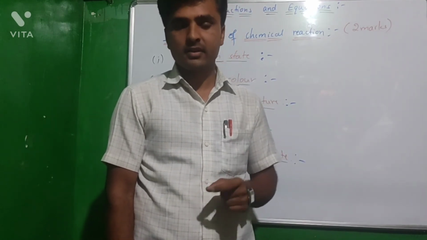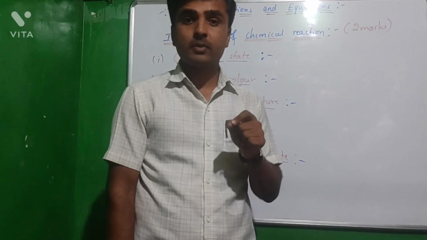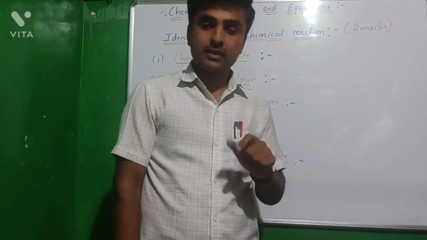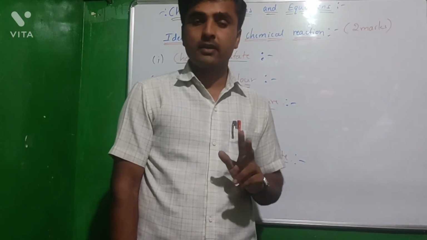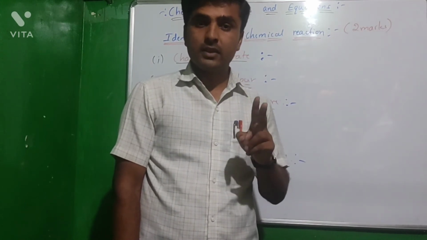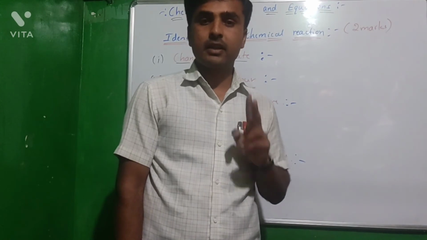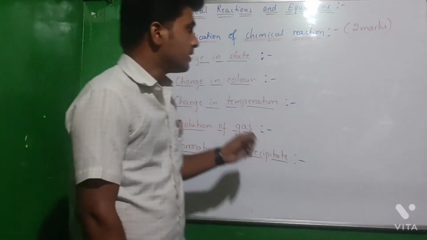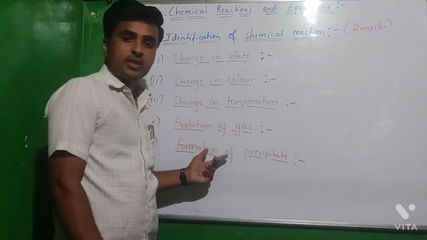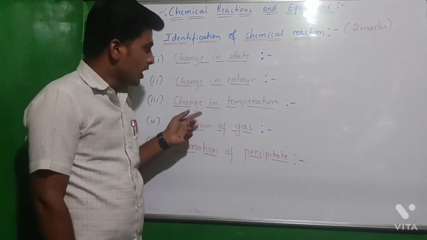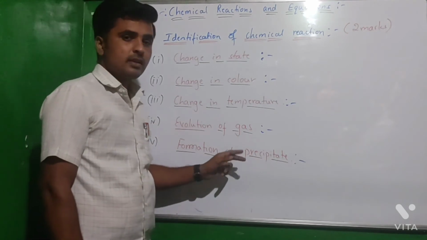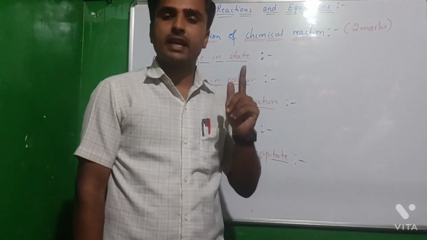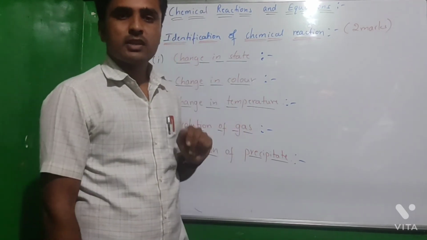Okay, listen here. The identification of a chemical reaction. Which reaction is a chemical reaction? If a reaction is a chemical reaction, then it is identified by the following observations. By observing these observations, we conclude that the reaction is a chemical reaction. What are those observations?